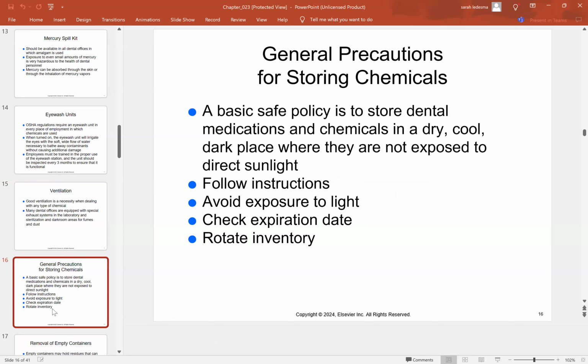General precautions for storing chemicals. A basic, safe policy is to store dental medications and chemicals in a dry and cool, dark place where they're not exposed to direct sunlight. Follow instructions, avoid exposure to light, always check expiration dates, and rotate inventory.